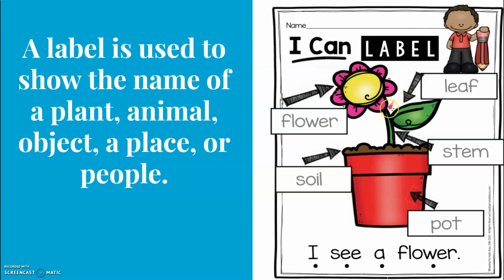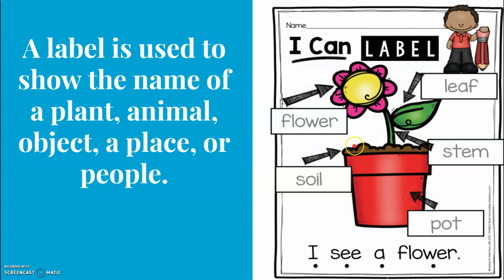I see a leaf. Here's a leaf. And here's the word for leaf. Look at it. Say it with me. Ready? Leaf. The arrow is pointing to the leaf. I see a stem. Do you see the stem here holding up the flower? Well, this word right here is stem. And this label is pointing to the flower's stem.